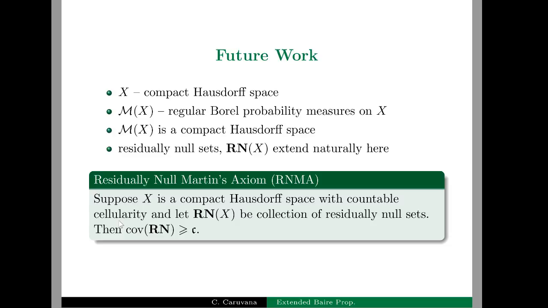So it turns out that in the compact case, meager sets are still residually null by similar arguments. It might be a little bit more difficult, but similar arguments work. So all meager sets in this more general context are still residually null. This on its face implies directly Martin's axiom, since the meager ideal is a subset of the residually null ideal. But does it work the other way?